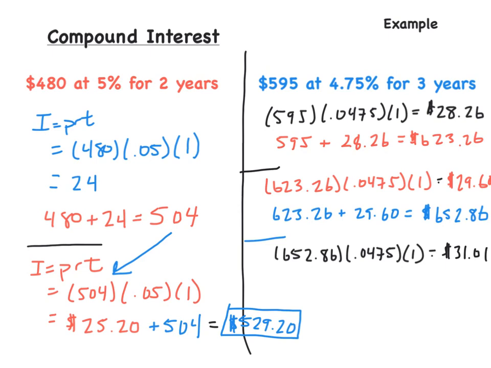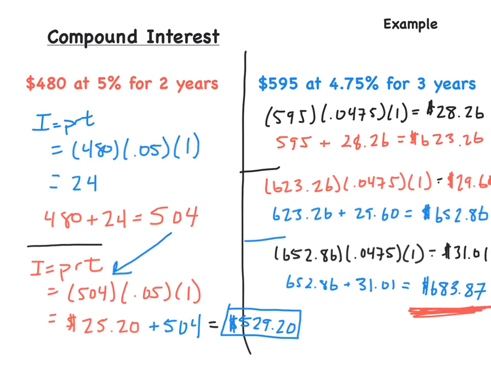Now what we do, add the $652.86 plus the $31.01 to get a final amount of $683.87. This is our final answer.